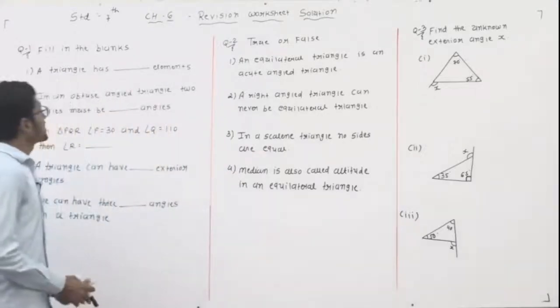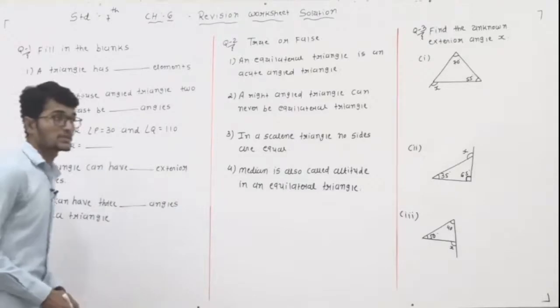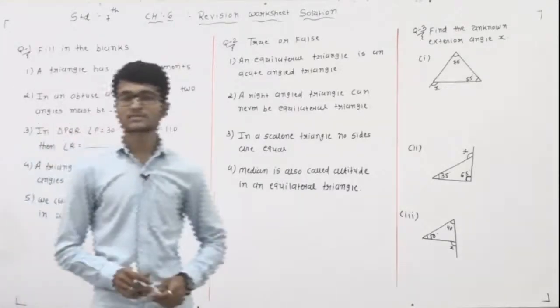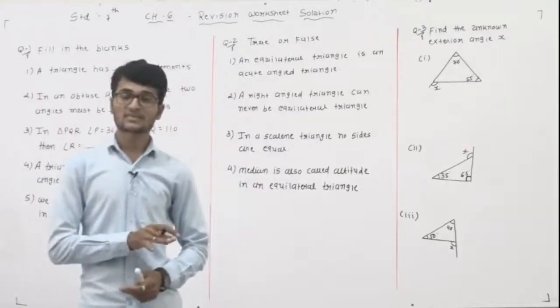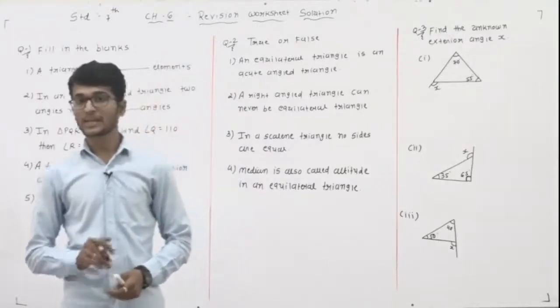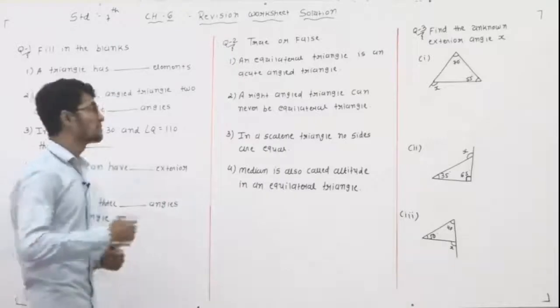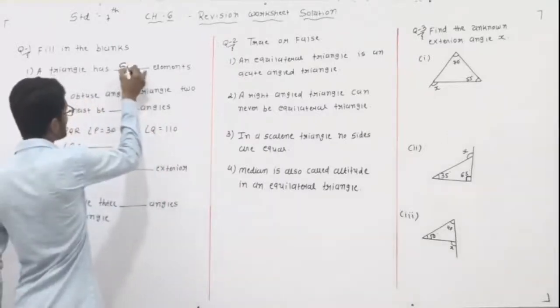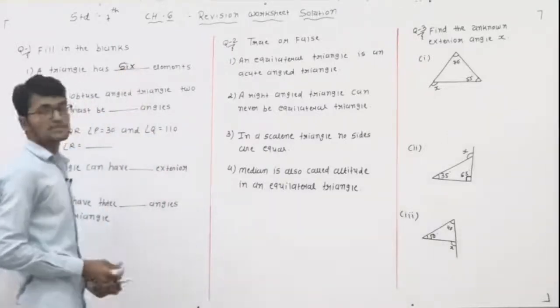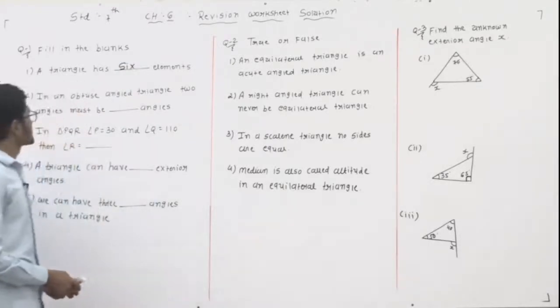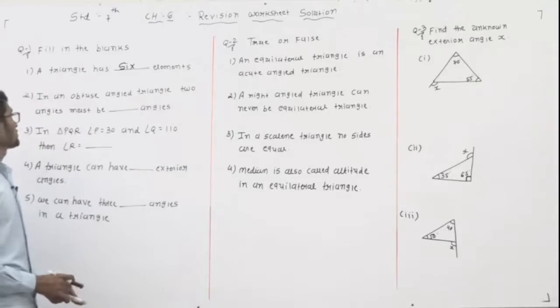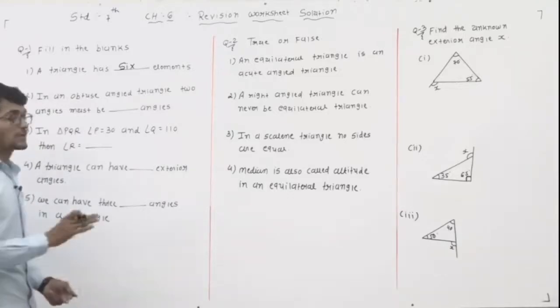A triangle has how many elements? In a triangle, the total is 6 elements: 3 sides and 3 angles. So our first blank answer is 6. Okay, then our next question: in an obtuse angle triangle, 2 angles must be which type of angle?